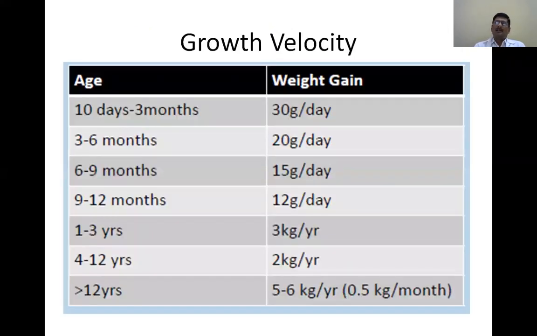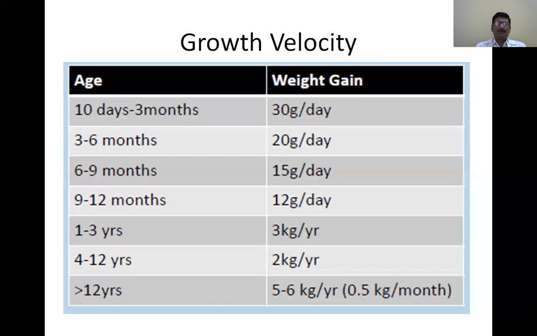So now, normally in infants and children, how the weight gain occurs is called growth velocity as far as weight gain is concerned. Between 10 days to 3 months of the postnatal period, normally a baby will be gaining approximately 30 grams per day. This is a normal growth velocity. And between 3 to 6 months of age, the weight gain will be around 20 grams per day.